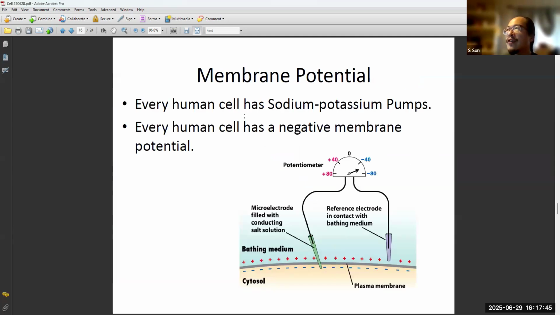Every human cell has a sodium-potassium pump. The consequence is that it is going to lead to a negatively charged membrane potential in the cell. So every cell, whether that's a nerve cell or a blood cell, you're going to see the membrane potential be negative. Very simple, right? Membrane potential.